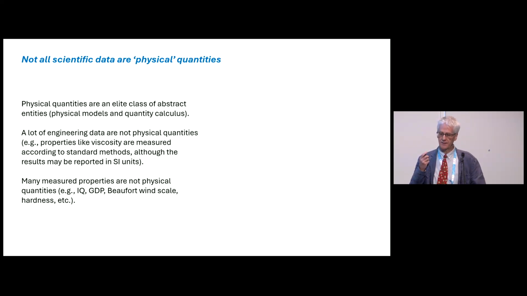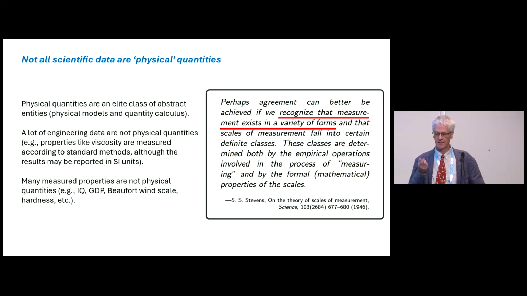So we have these various quantities. We also have things that are clearly not quantities. For example, coefficient of intelligence, IQ, gross domestic product, the Beaufort wind scales. There are lots of things that are not quantities. So in the middle of the 20th century, there was a bit of a furore about this.